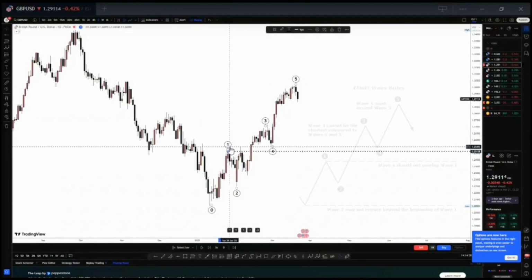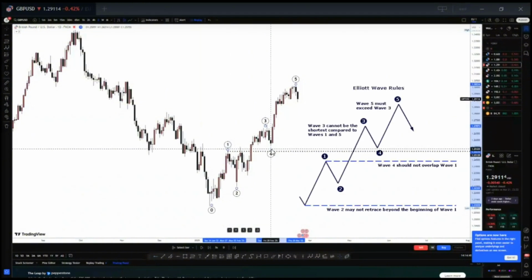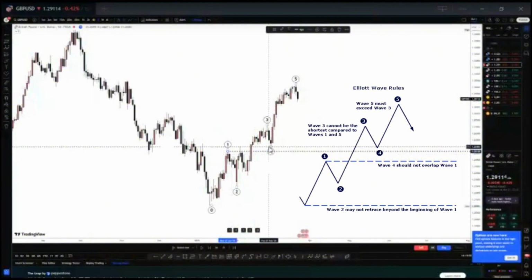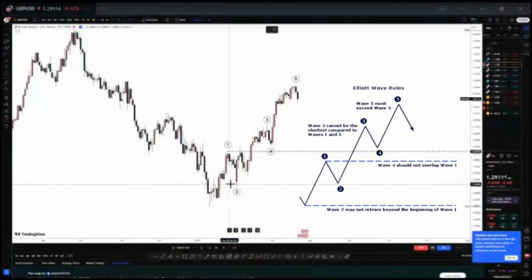Wave 4 cannot retrace into the territory of wave 1, which supports that this could be an impulsive wave. And as you can see, wave 3 happens to not be the shortest wave on this trend. So these are two of the criteria we can use to understand an impulsive wave, and which is what we are using to classify this as a 1, 2, 3, 4, 5 wave.